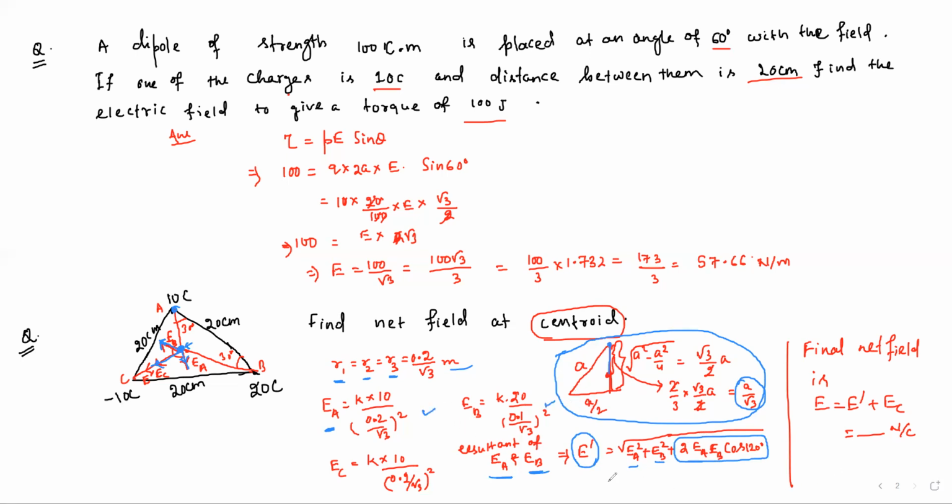And then after finding this, E prime, that is the resultant of E and EB, also in the same direction of EC. So now the final field will be the sum of E prime and EC. That is the final answer. Like this you have to solve the electric field for a system of charges. Now let us move to the next question.